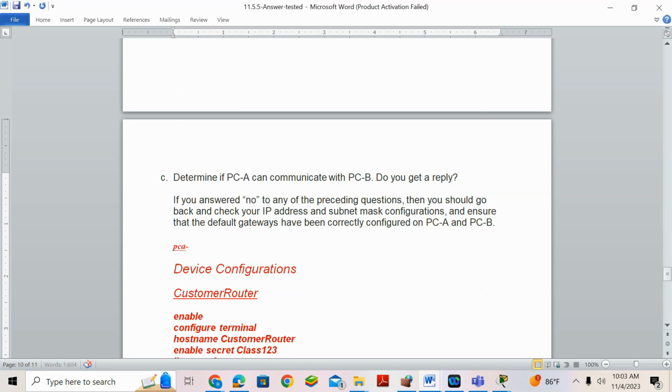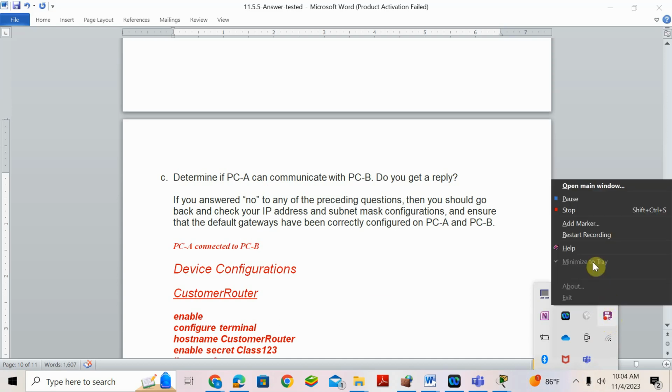So let me check PCA connected to PCB. That's all from my side. This activity is collapsed. Let's go to the activity and you have to load it. Okay. Stop.